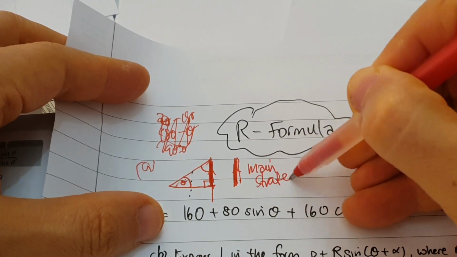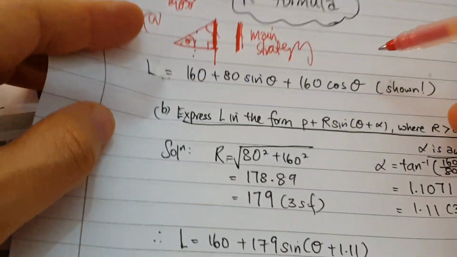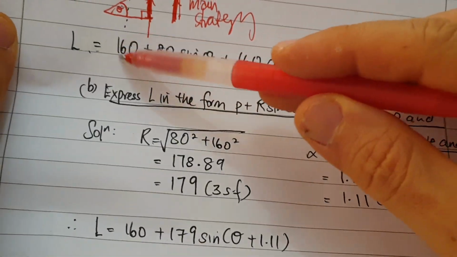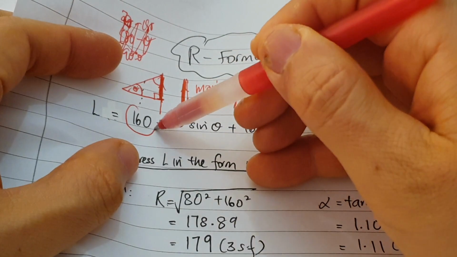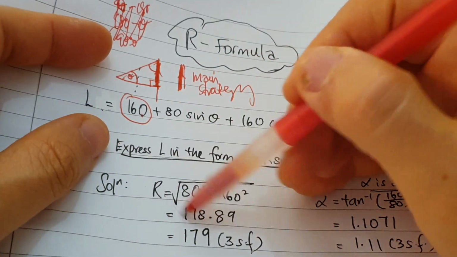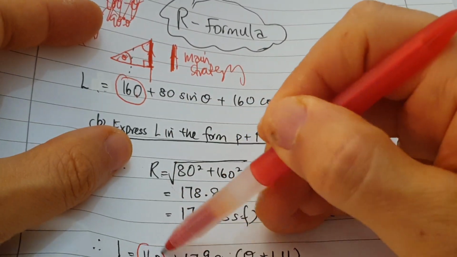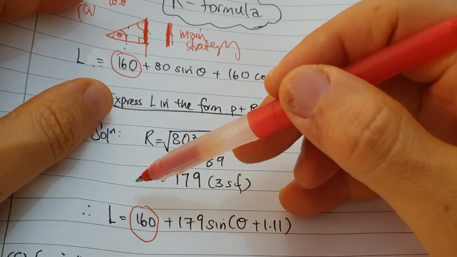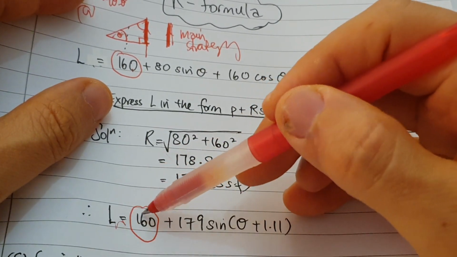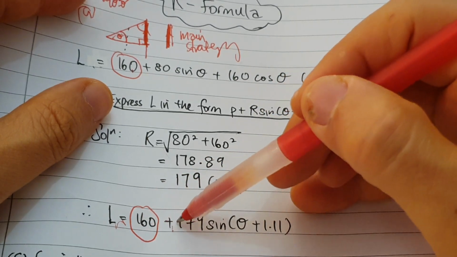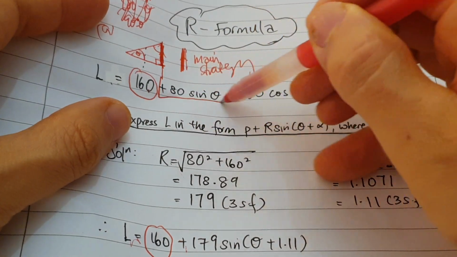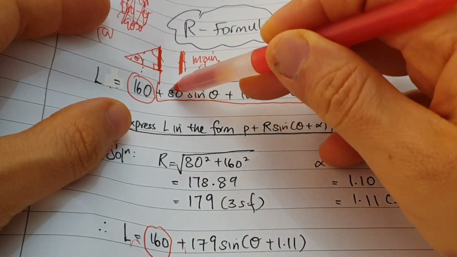Okay, now let's go through how to do the R formula, just in case some of you forgot. Now if they give it to you in this form where there is a constant, you leave the constant out of the R formula first. You write it at the end. So having that in mind, you immediately write L equals 160 plus something. Okay, and that something is this thing that you're going to transform into the R formula.